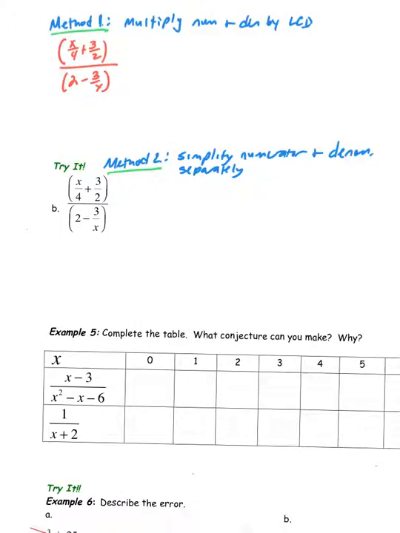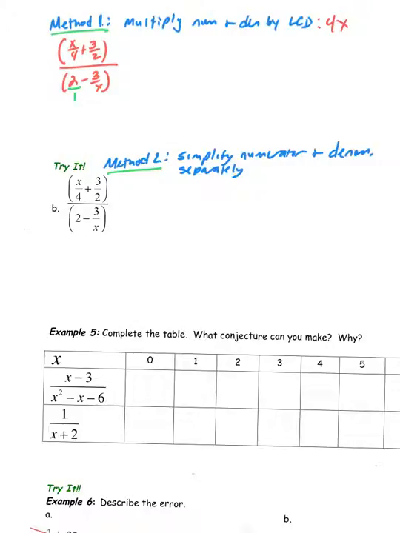So let's start with the first method. So we actually have 4 denominators here. So this 2 I'm going to think of as 2 over 1. So the 4 denominators that we have amongst all these fractions are 4, 2, 1, and x. The least common denominator for those 4 denominators is 4x.